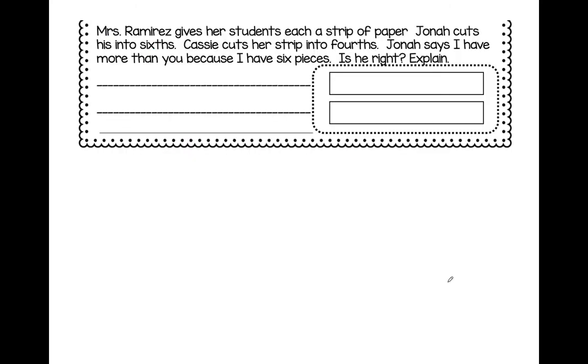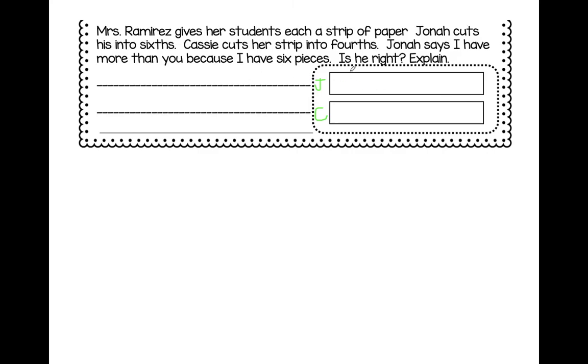All right, let's move on to one more example. It says Mrs. Ramirez gives her students each a strip of paper. Jonah cuts his into 6ths. Casey cuts hers into 4ths. Jonah says, I have more than you because I have 6 pieces. Is he right? Explain. So we're going to look at Jonah, and we're going to look at Casey.